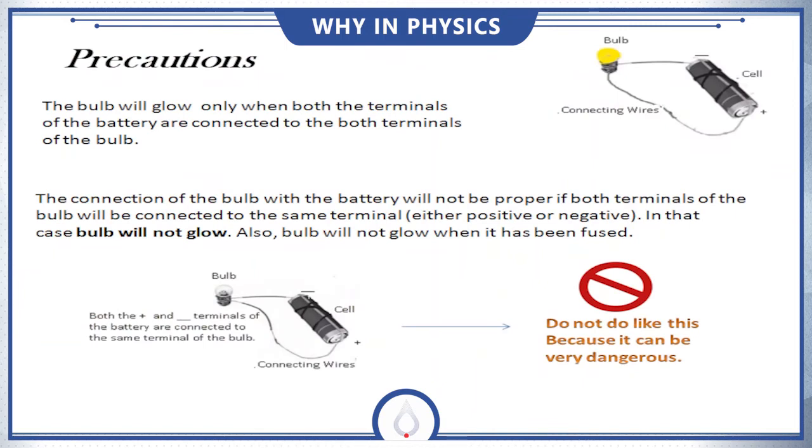There are some precautions. Both terminals of the bulb should be properly connected to both terminals of the cell or battery. Then the bulb will glow. And if both the terminals of the cell are connected to only one terminal of the bulb, then the bulb will not glow and the battery can explode. It can be very dangerous. So never do it like this.